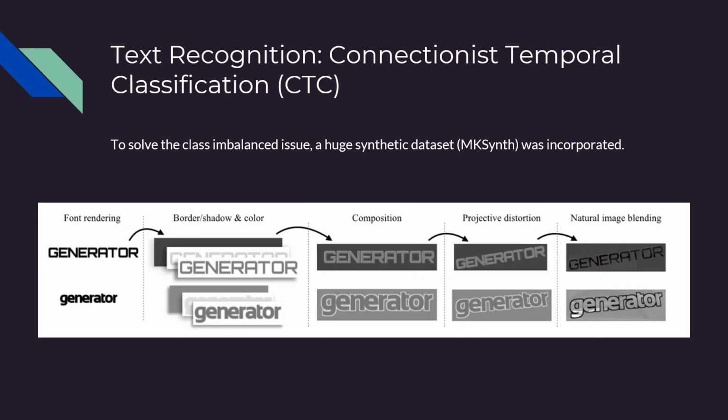To solve the class imbalance issue, a huge synthetic dataset of 7 million words was incorporated. Shown in the picture is how the synthetic dataset is generated. With such a huge dataset, the class imbalance issue is solved because now the word sale makes up only a tiny part of the entire dataset, and the model is forced to learn to handle all kinds of inputs.